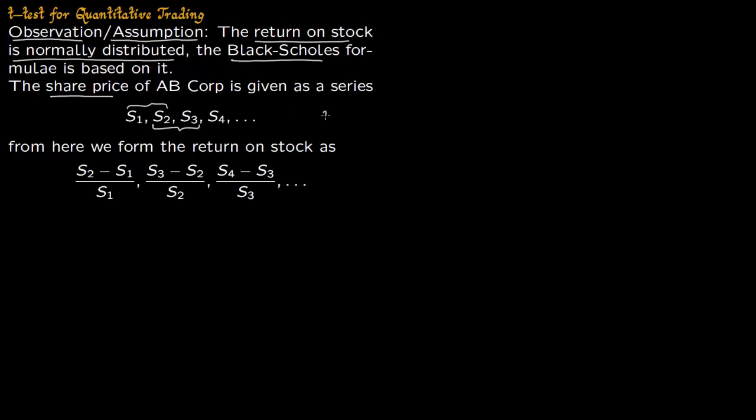If this has n observation points, this will have n minus 1 observation points. So from this sequence you have formed a new sequence. And the fundamental assumption is that this new sequence is normally distributed.